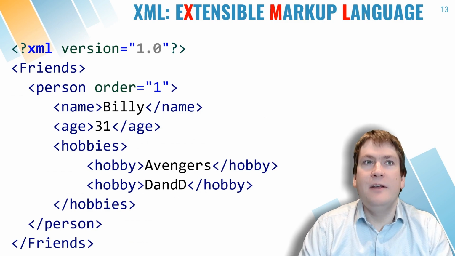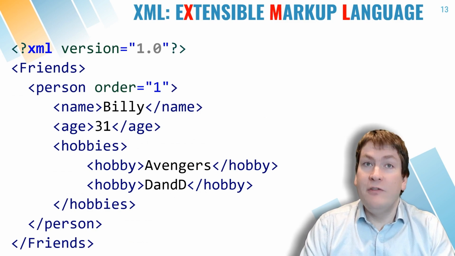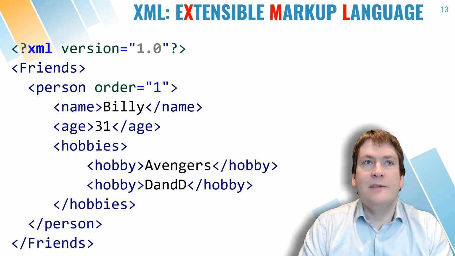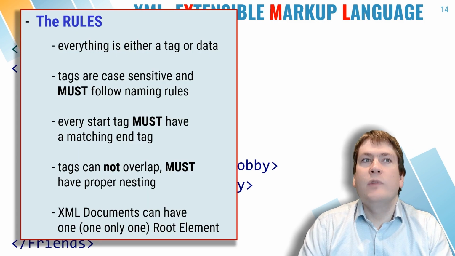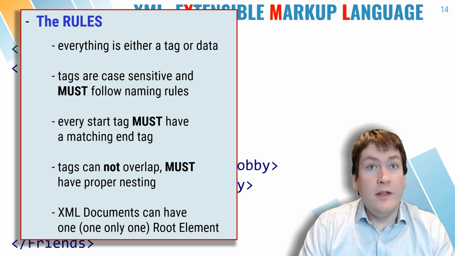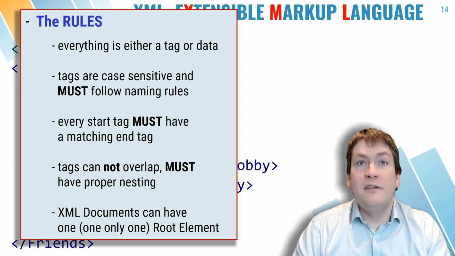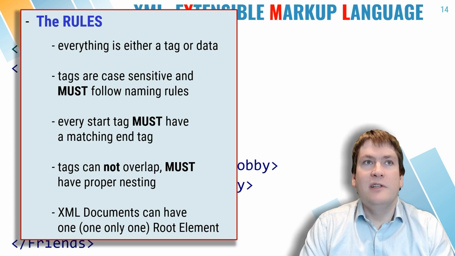So here we can finally see what one of these documents look like. And if you've been reading the XML slides, this example should be familiar for you. This is that example where we're encoding a list of friends and their hobbies in an XML document. In this case, we're only showing one record in that XML document. It's for Billy here. There are a number of rules all XML documents have to follow, and these are expanded on a bit more in those XML slides.